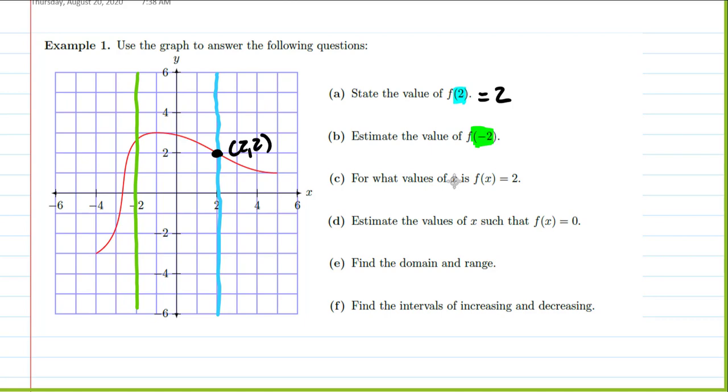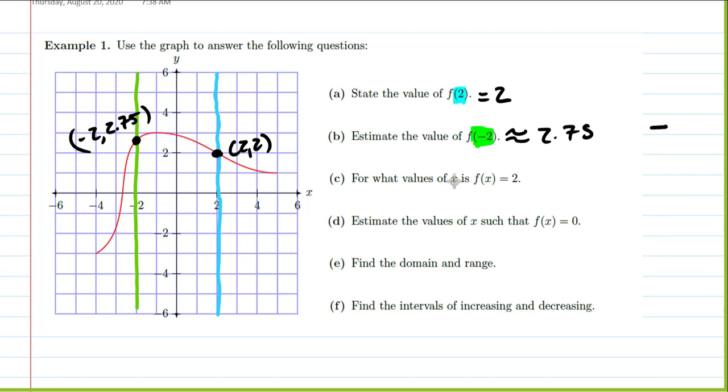And this time it asks us to estimate, and so we would see that our ordered pair is (negative 2, ...), and if we estimate using the eyeball metric, I would get 2.75. So we'll say that's approximately 2.75.